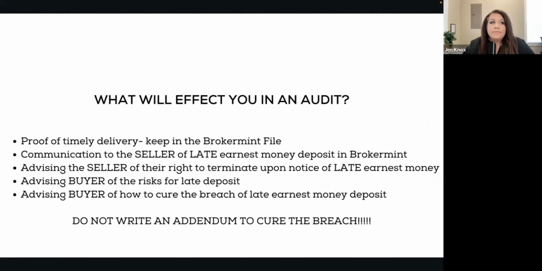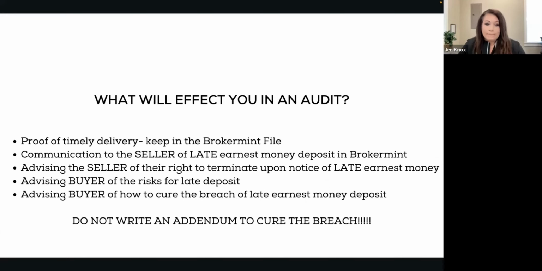So one of the biggest pieces of our contracts and our files that get audited is proof of this earnest money going in. So, ways to protect you in the event you get audited and we need to prove things. The first thing you need to make sure you have in all your brokerage files is the proof of the timely delivery of the earnest money. We can get this by an email from escrow. We can have a handwritten receipt from escrow. It doesn't matter. We need proof of the delivery of the earnest money to escrow.